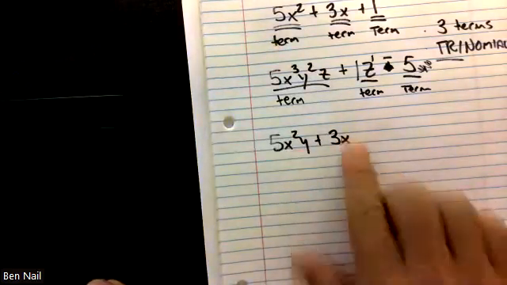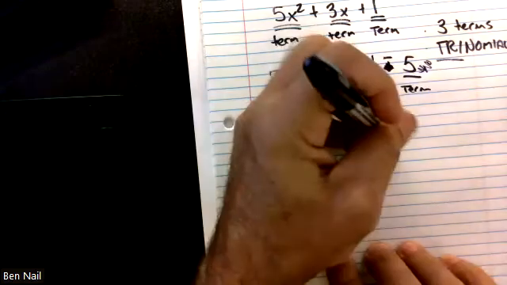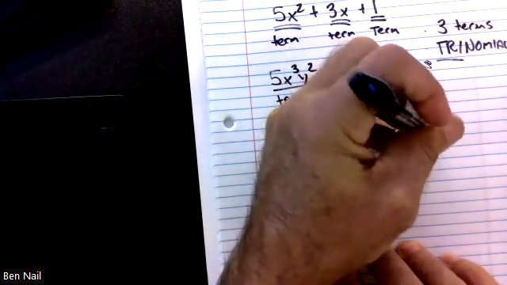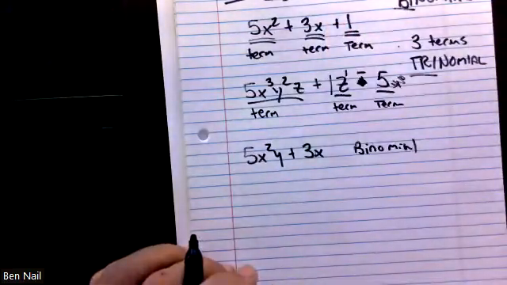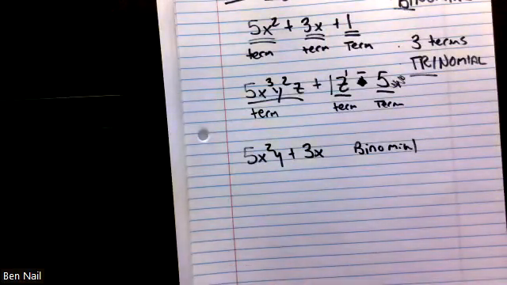So again, if there's just two terms, this would be a binomial. Three terms like these would be trinomials. More than that is just a polynomial, if it has 4 terms, 5 terms, 6 terms, whatever. Another definition is there is a thing called a degree.